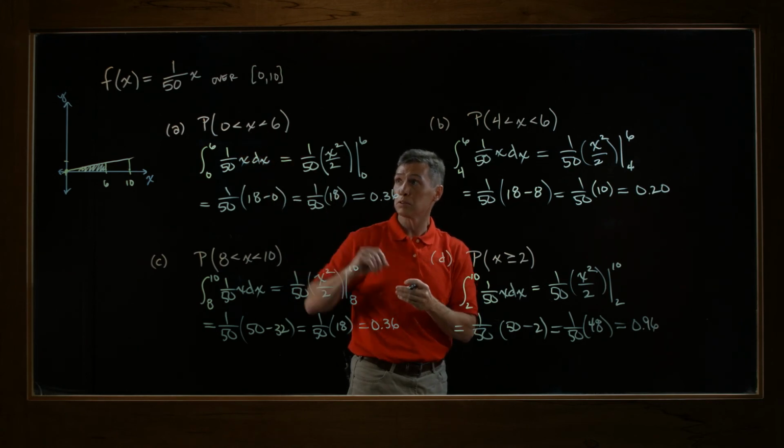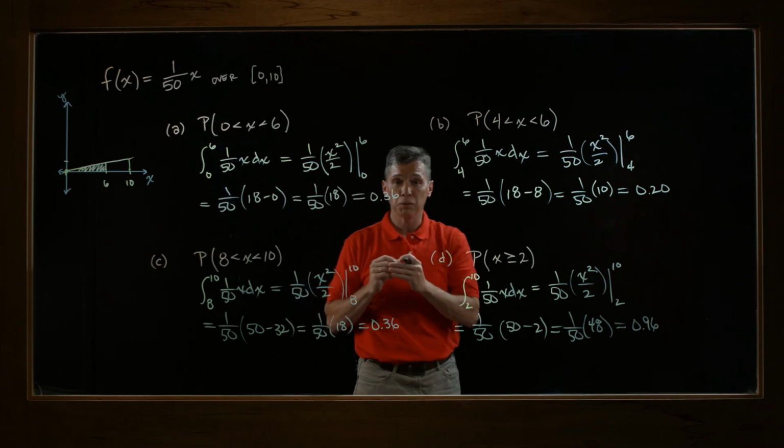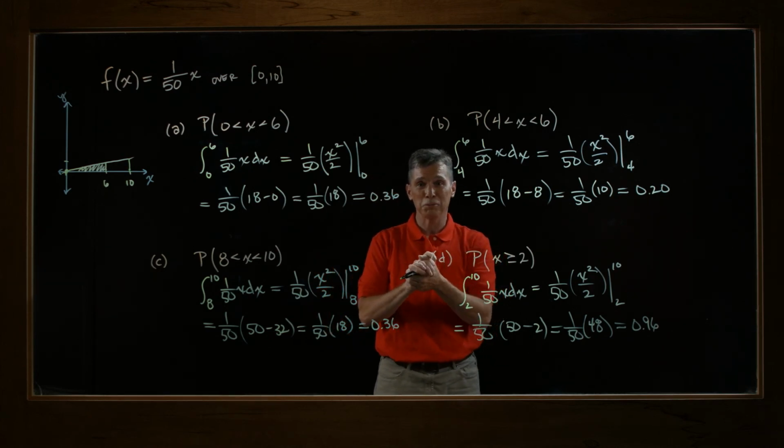In each one, you notice we just set up the integral as a definite integral. F of x is your integrand, and then evaluate the definite integral at the limits which are given to us in the compound inequality. Okay, hopefully that helped. Thanks.